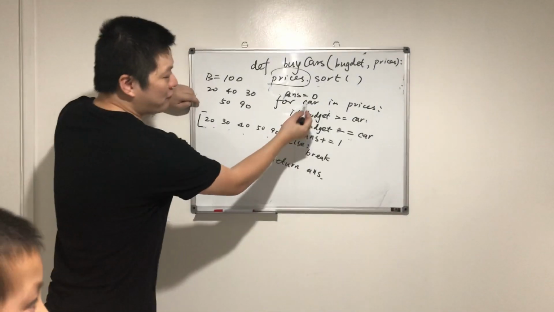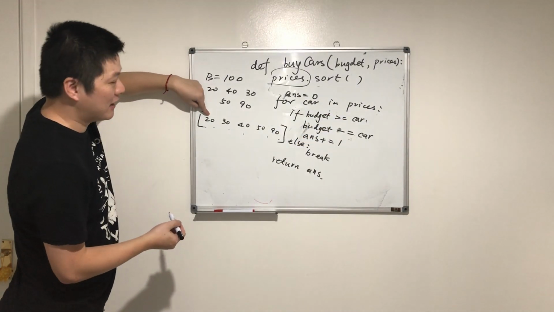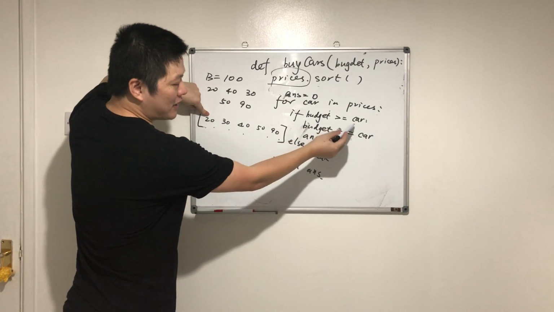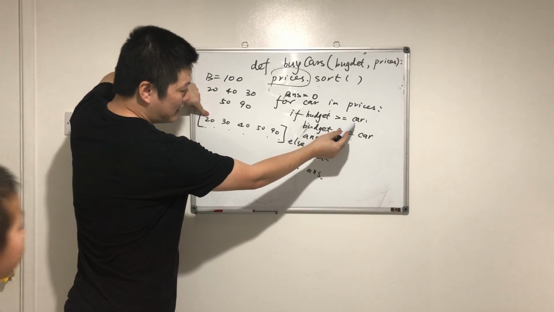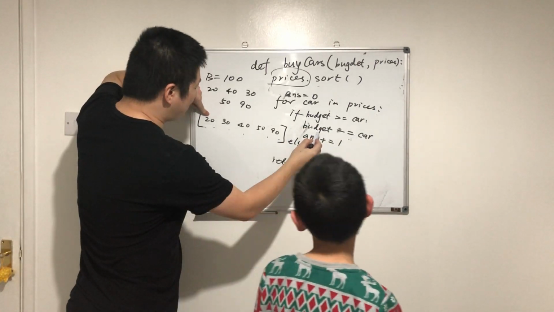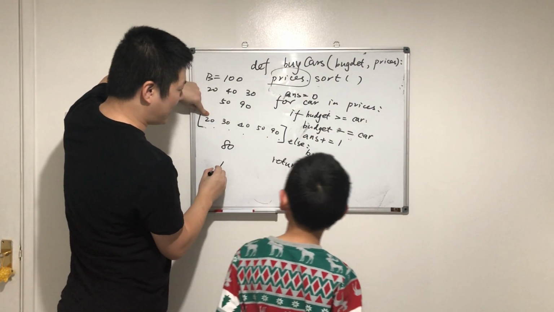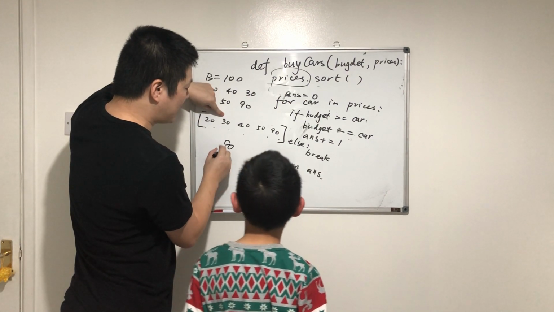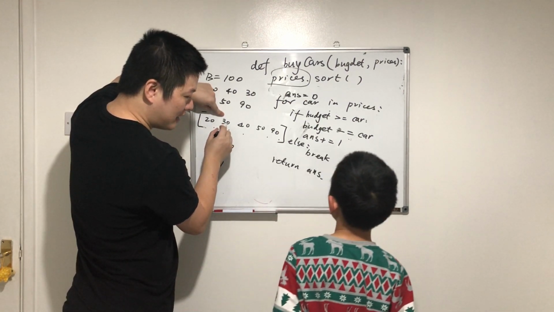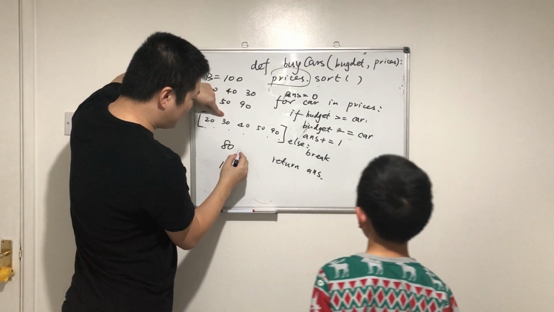And then we try for car in prices, so now 20, yeah? Is budget 100 bigger than 20? Yes. Then budget decrement by 20, so budget is 80, and then answer is 1, okay? And then now 30, is budget 80 bigger than 30? Yes. Then we stop here.